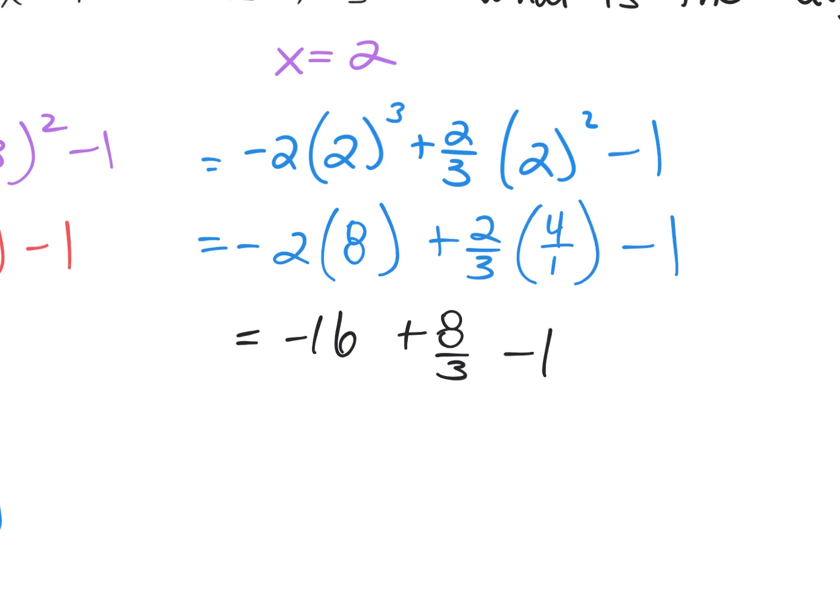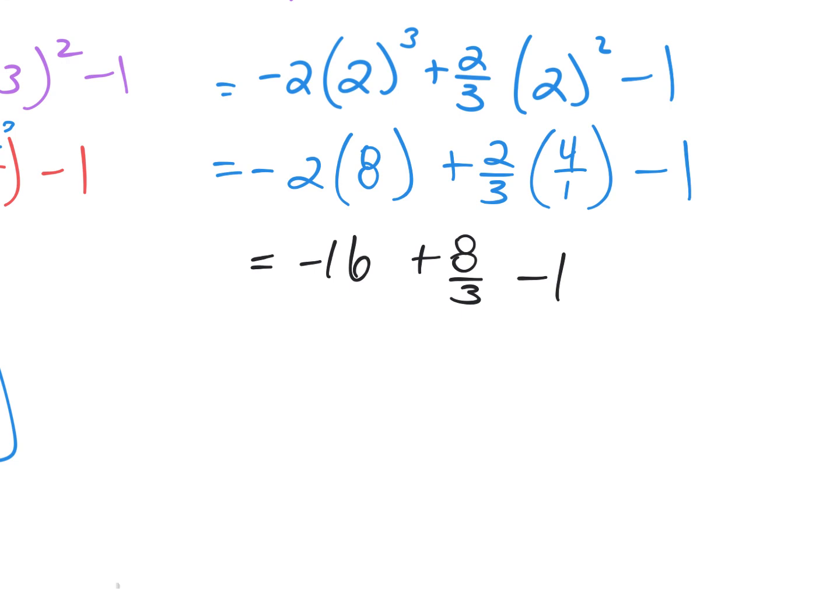Okay, this is not everyone's favorite thing in the world. I understand that, but it's a fraction. We're going to deal with it. What is the common denominator here between 1, 3, and 1? 3. So if I change this to 3, I multiply 1 times 3 on the bottom. What do I do on the top? I have to multiply by 3, right? What's negative 16 times 3? Negative 48, good. I don't have to do anything with 8 over 3.